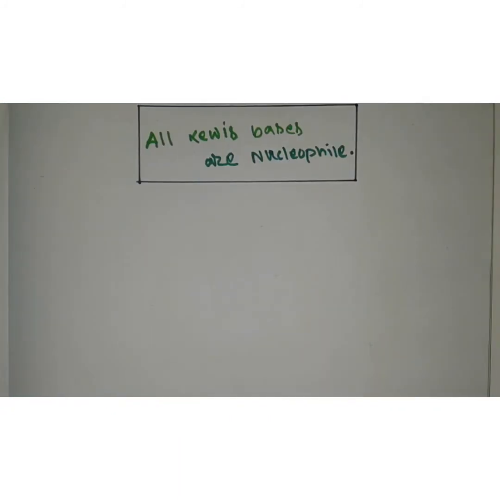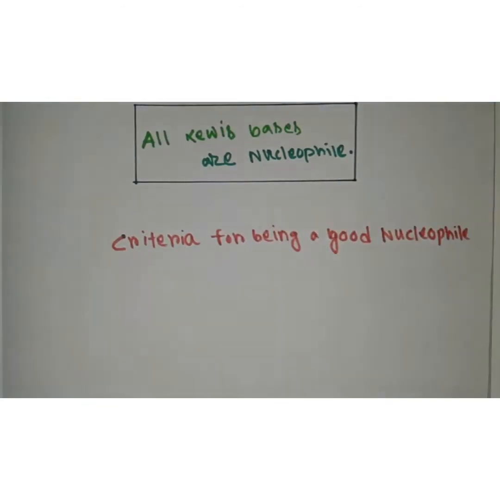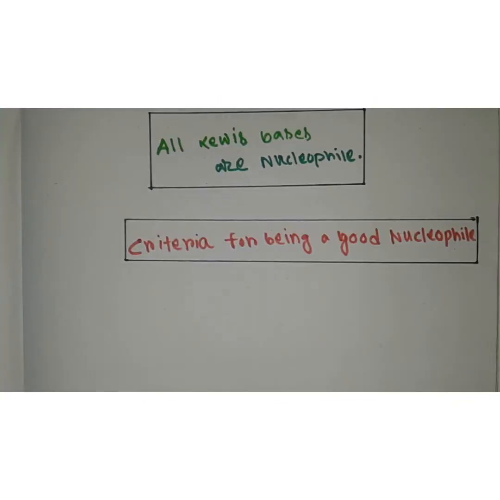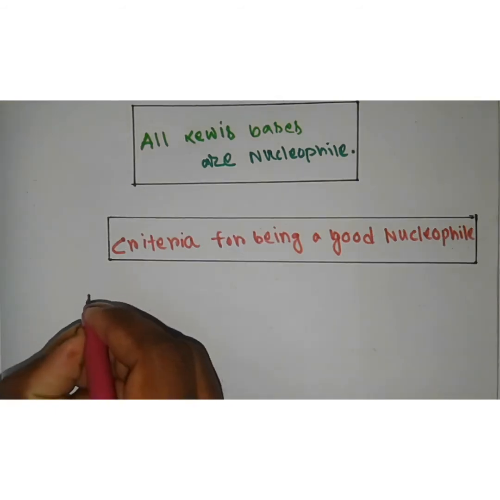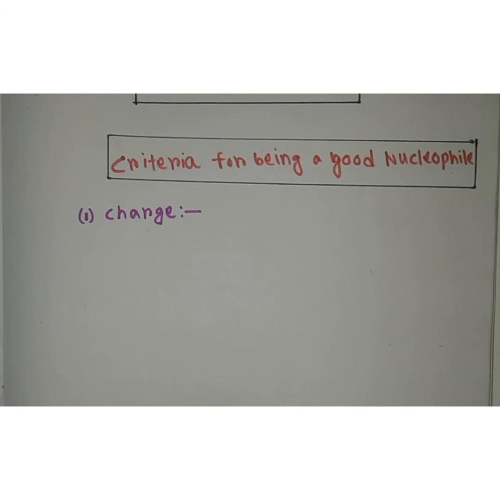Now we will talk about criteria for being a good nucleophile. So let's start our discussion. At first, we will discuss how nucleophilicity is related to charge. The greater the negative charge, the more likely an atom will give up its pair of electrons to form a bond. Thus, you can say that a conjugate base is always a better nucleophile.